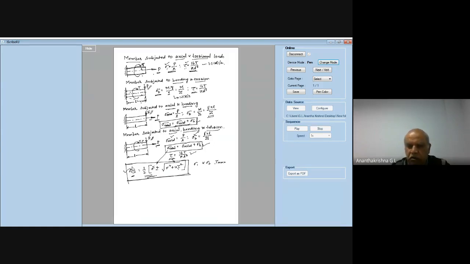So when you have both axial and bending stresses, you have to sum them, and that sigma total has to be substituted in the principal stress equation given by half of sigma plus or minus root of sigma square plus 4 tau square.